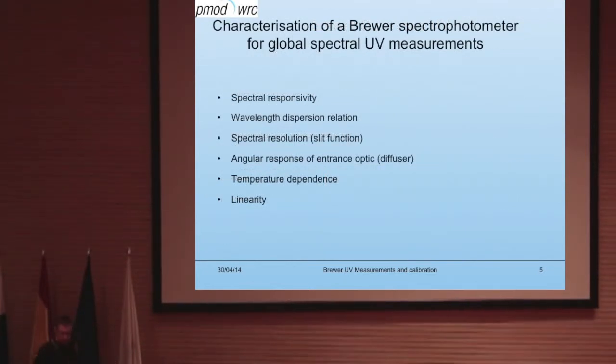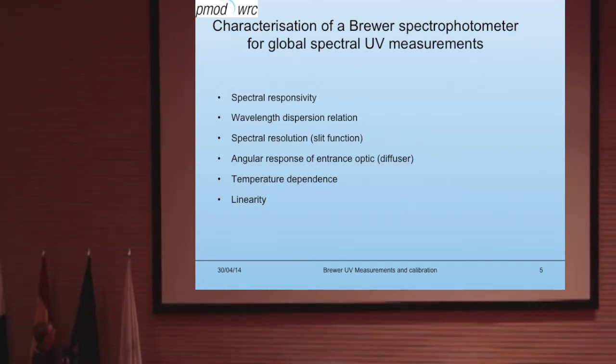So the main characteristics that you would need to characterize or to know when you're taking a UV measurement is, of course, its responsivity, spectrally. You need to know the wavelength of your different measurements. You should have a good knowledge of the spectral resolution. It's helpful to know your angular response of your Teflon diffuser, temperature dependence, linearity. These are the main components, and I will go briefly through some of them.